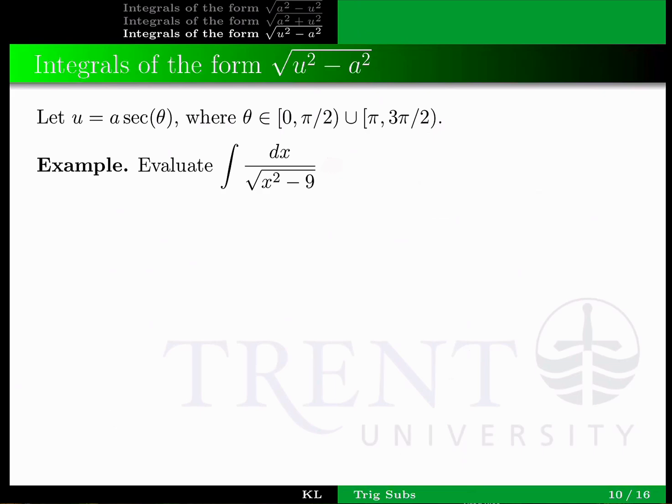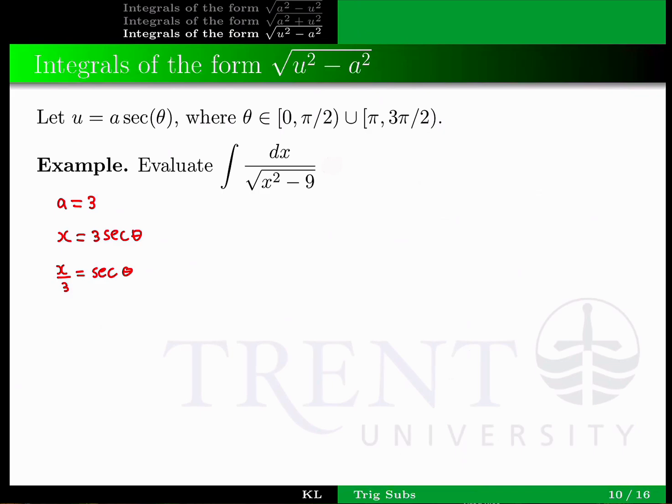Anyway, so we got this integral. Here we just have the simple x again as our u. So a will be equal to 3, and x will be equal to 3 secant theta. And x over 3 is equal to secant theta.